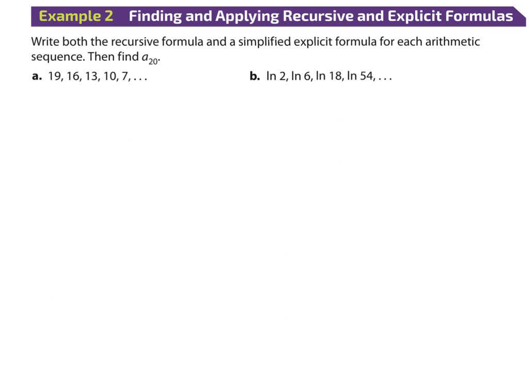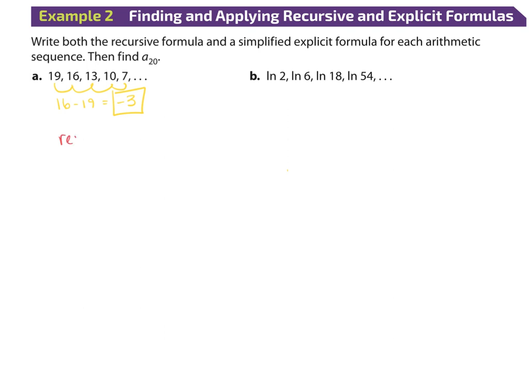All right, write the recursive and the explicit formula for the arithmetic sequence and then find a sub 20, my 20th one. All right, so recursive formula is easy. We just need to figure out what the common difference is. From 19 to 16, 16 to 13, and so on, my common difference here is negative 3.